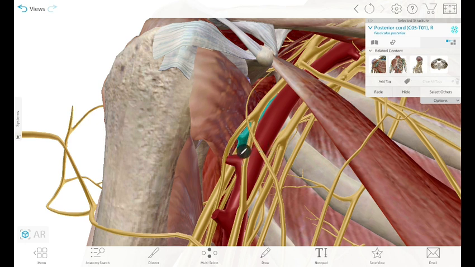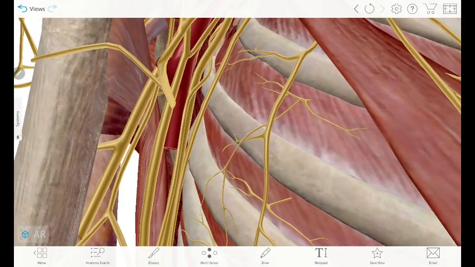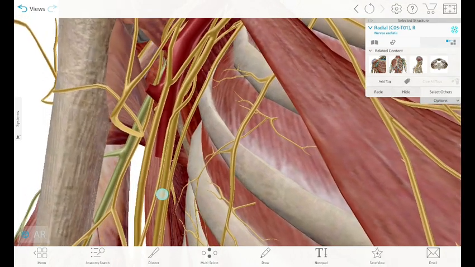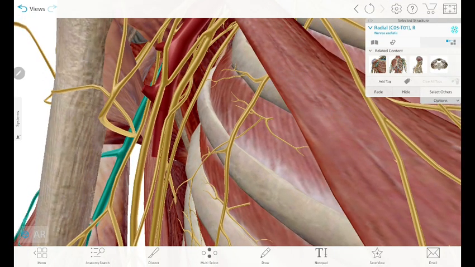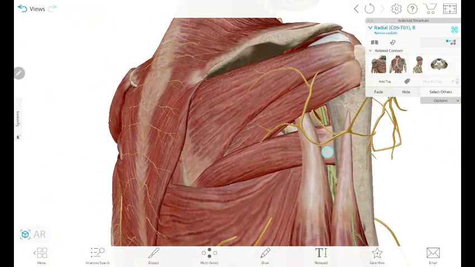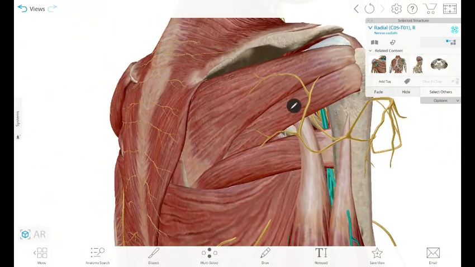So this is the posterior cord of the brachial plexus, and we can see one nerve coming out of the posterior cord. So this nerve over here is the radial nerve. We can see that the radial nerve is lying over the back muscles. So if I rotate the model posteriorly, we can see the back muscles.